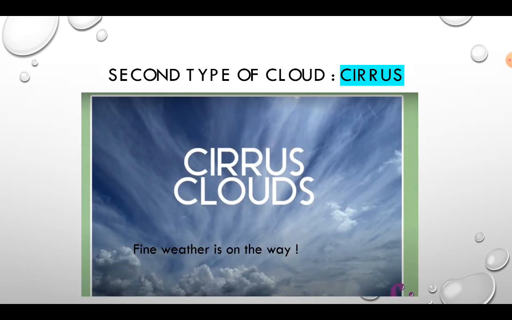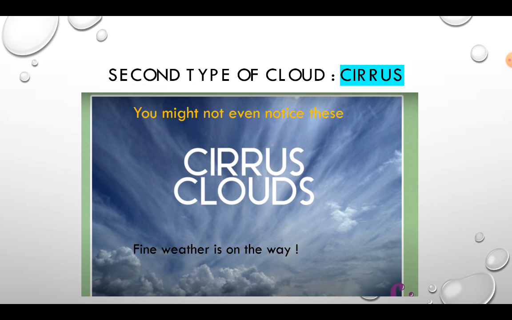Then we've got the cirrus clouds. The cirrus clouds show that fine weather is on the way. The cirrus clouds are like little feathers in the sky. You can see through them. It's like cotton wool, but very, very thin strands of cotton wool. You might not even notice these.